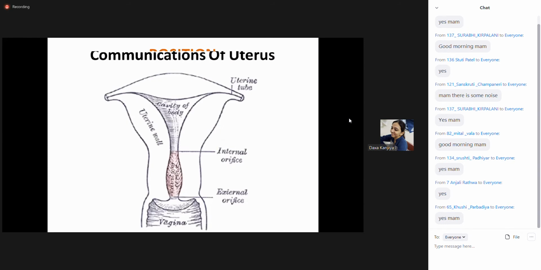Communication of the uterine cavity. See, this is the coronal section of the uterus, in which you can see the cavity of the body of the uterus communicating with the cavity of the cervix, and the cavity of the cervix opens into the vagina. So this is the communication.